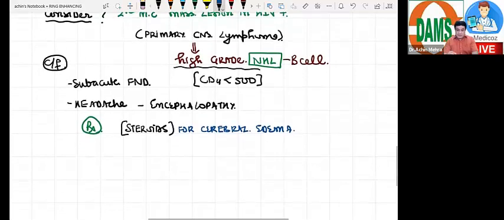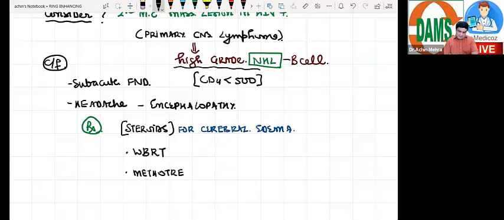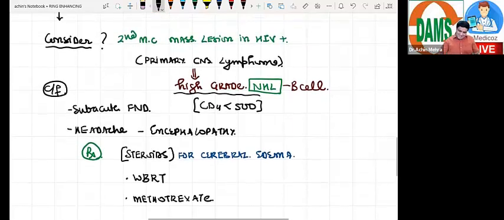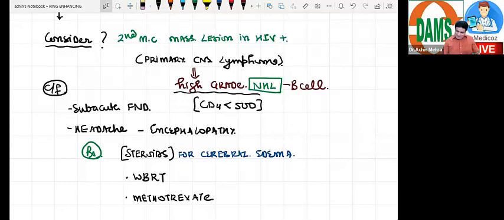And being a lymphoma, I need to offer them what? Whole body radiotherapy, along with methotrexate. My dear friends, the answer for every question in India is not tuberculosis, okay? And I'm talking about HIV positive people.